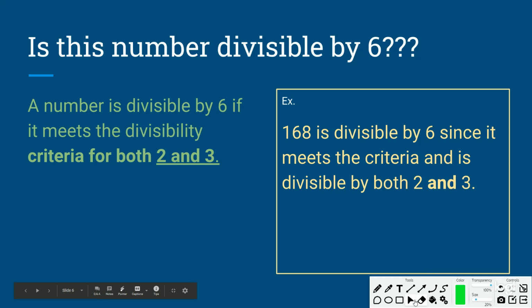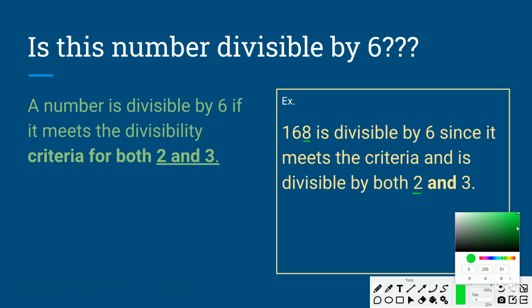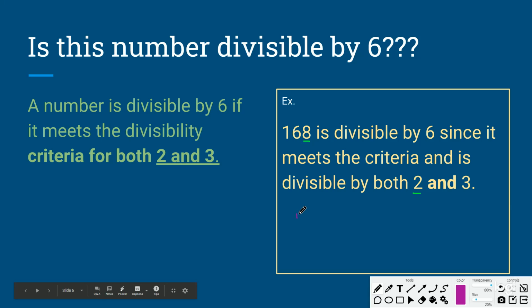So if I look at the last digit here, since it is an 8, we know that it is divisible by 2. And then if I add all of them together, 1 plus 6 plus 8 equals 15. And 15 is also divisible by 3. So since it is divisible by 3, we know that this whole number is also divisible by 3. So since it meets both those criteria, we know that it is also divisible by 6.